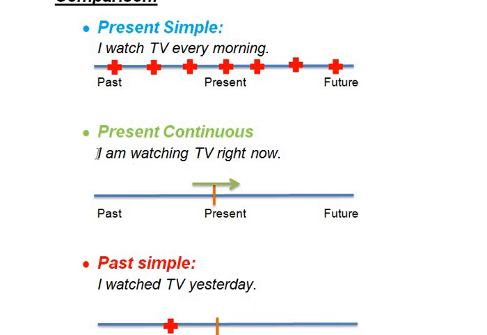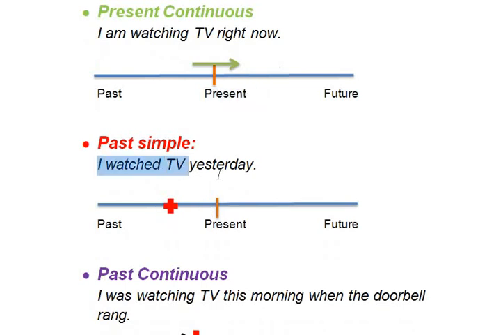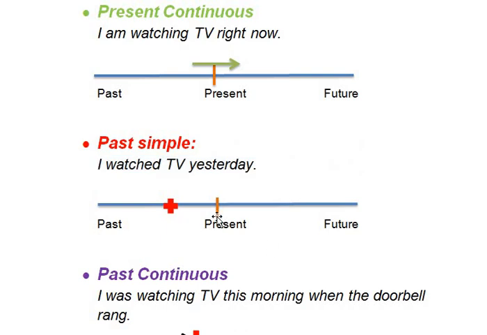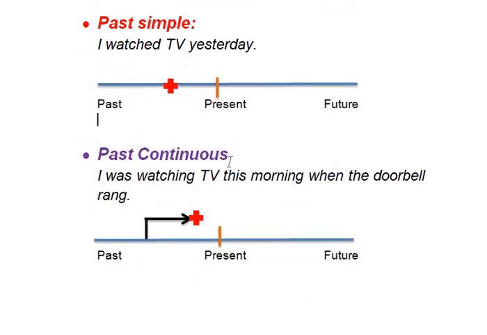And next, present continuous form. For example, I am watching TV right now. That means at the moment of speaking, I am watching TV. That's what this form is for, only at the moment of speaking, for the present. And past simple: I watched TV yesterday. That means this happened in the past, so before the present on the timeline. And past continuous, for example, I was watching TV this morning when the doorbell rang.